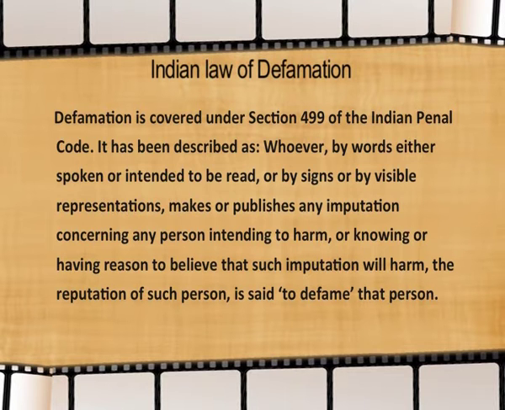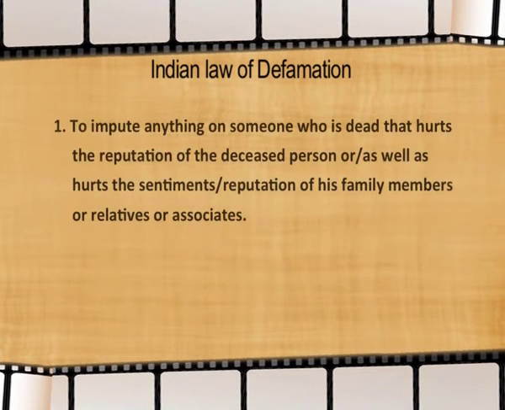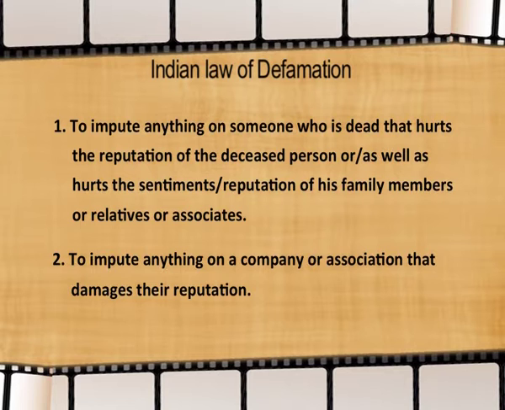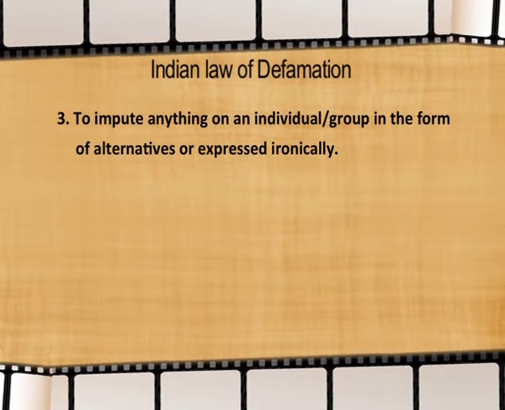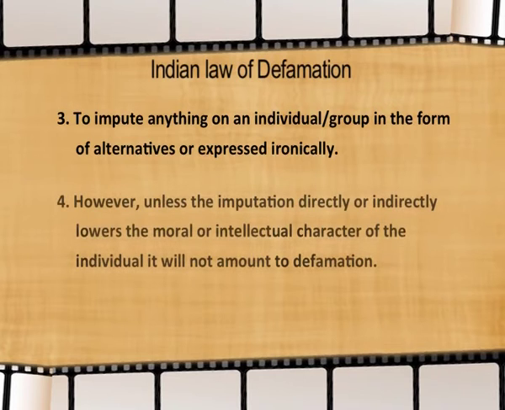This definition has got four explanations. Number one, to impute something on a dead person, which hurts the reputation of that deceased person or affects his family, relatives, friends, associates, etc. Explanation number two, to impute anything concerning a company or an association that damages their reputation. Number three, to impute anything on an individual or group in the form of an alternative or expressed ironically. But while saying so, point number 4 comes in that says, unless the imputation directly or indirectly lowers the moral or intellectual character of that individual, it will not amount to defamation.